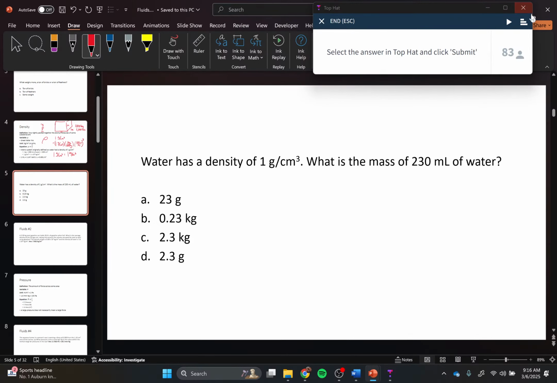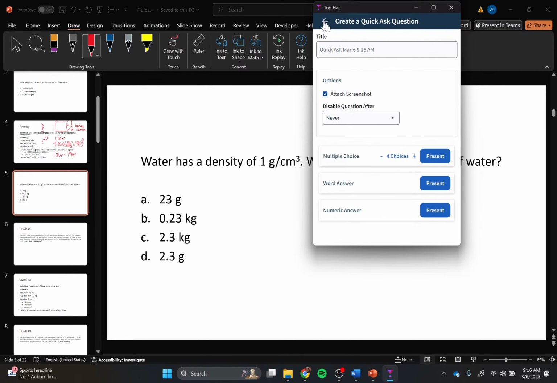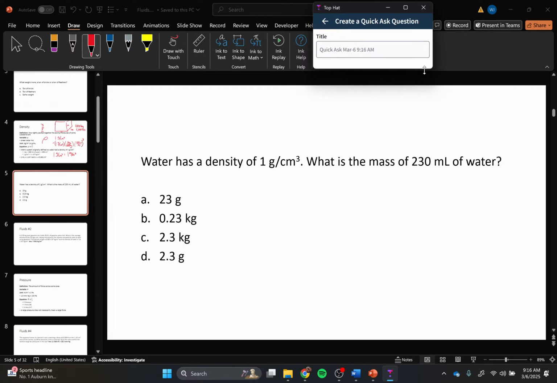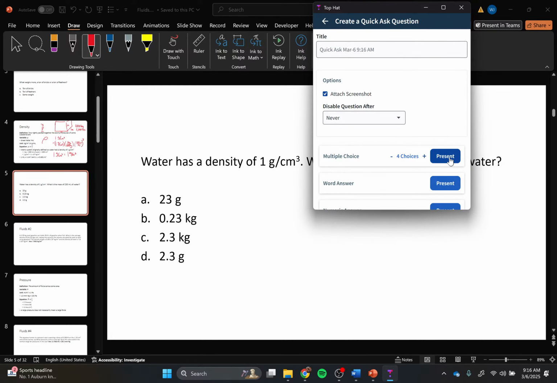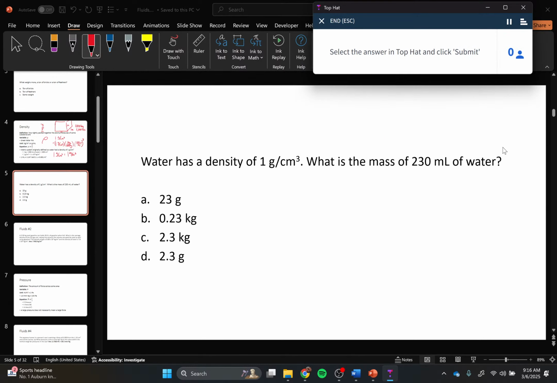So let's practice this. Water has a density of 1 gram per centimeter cubed. How kind of me to give that to you. What is the mass of 230 milliliters of water? I will also tell you 1 centimeter cubed is 1 milliliter. They're the same thing.